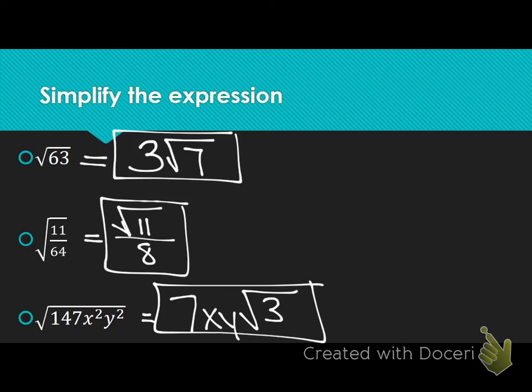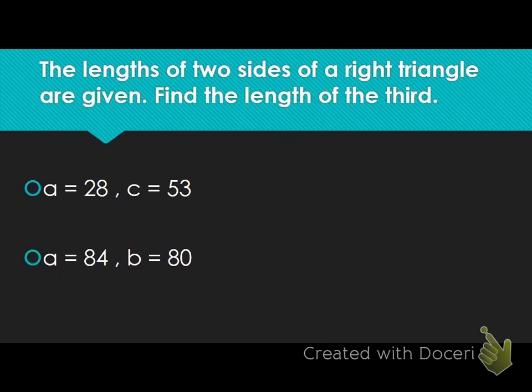Now let's move on to Pythagorean Theorem. We're only going to do one of these. Okay. What's the Pythagorean Theorem? A squared plus b squared is c squared. Very good. So we're going to do the first one. A equals 28. C equals 53. Make your substitutions and solve.